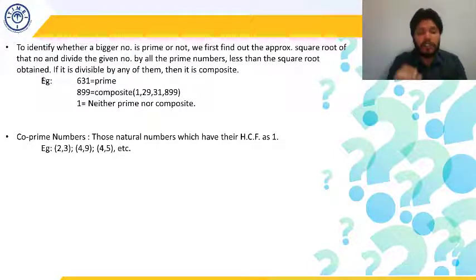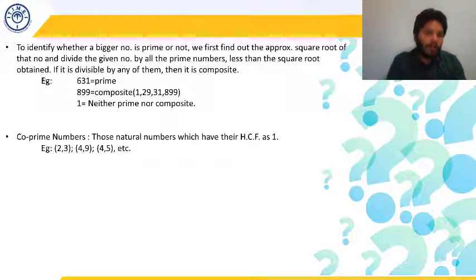Just remember one thing here. For a pair to be termed a co-prime pair, it is not necessary that both numbers should be prime. In the example of 4 and 9, both numbers are composite, but still it is a co-prime pair. In the case of 4 and 5, 4 is composite and 5 is prime, but it is a co-prime pair. In the case of 2 and 3, both numbers are prime, and again it is a co-prime pair.